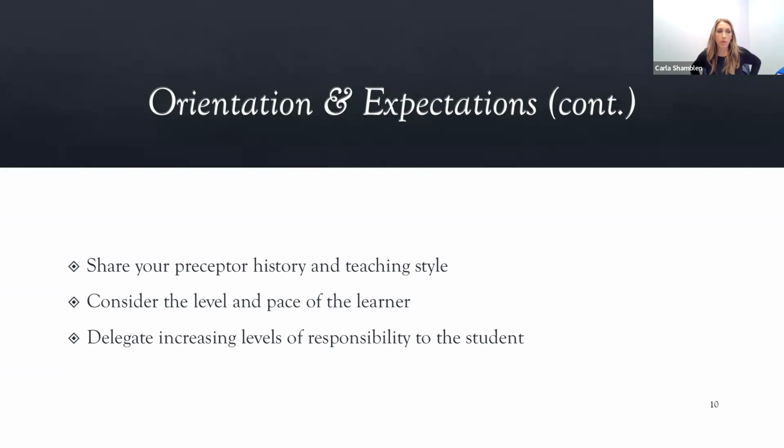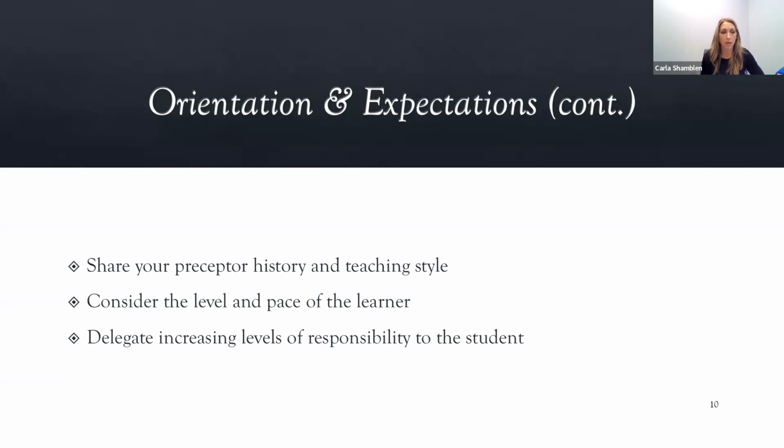I also think part of the orientation process for students should be to share your history as a preceptor. Is this your first time? Maybe you're wanting feedback from the student about what they liked about the rotation, what you did well, and what they could incorporate next time. Or maybe you've been a preceptor for many years, and so you share the things you've done or seen over the years that have worked well, and what your teaching style is like.